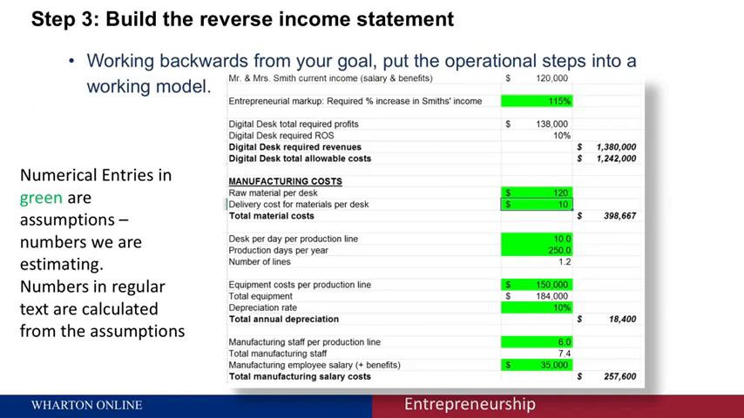And now if we skip down to the manufacturing costs, we'll see that the raw material per desk, we're guessing a number. The delivery cost that we just discussed before, we're guessing a delivery cost. We're assuming how many desks are produced per day on the production line. We're assuming how many production days there are per year. So we're filling in numbers to those operational steps and linking them together in a reasonable way, right? So all these costs are being summed up and then being subtracted from revenues to see whether or not we're still over that required $138,000 goal that John and Joanne have.